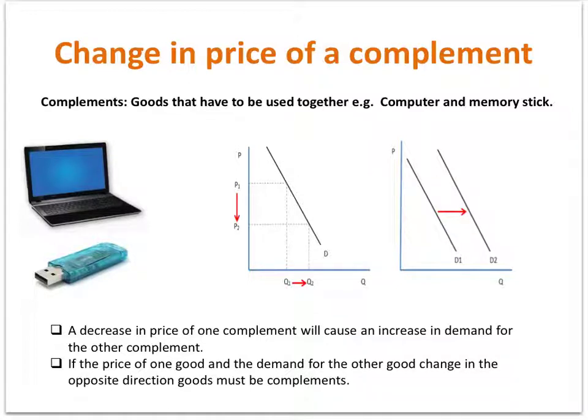Complements are goods that have to be used together. For example, computer and memory stick are complements. A change in price of one complement will affect the demand for the other complement.